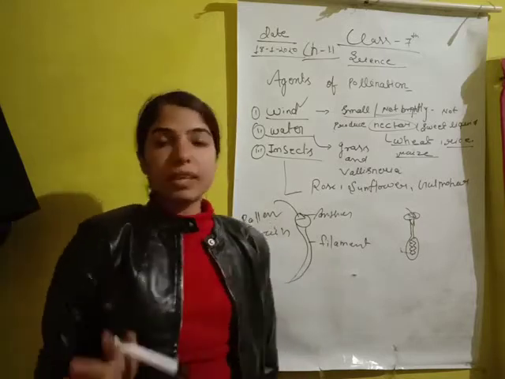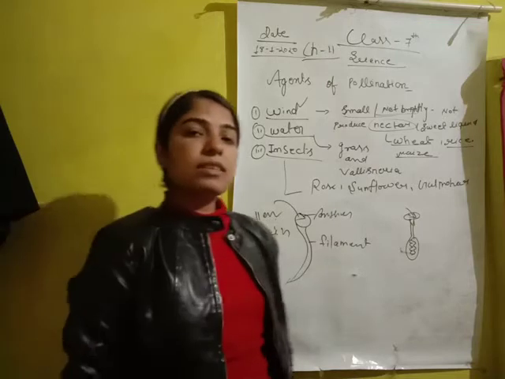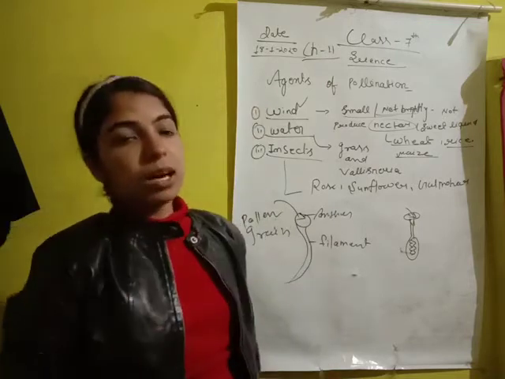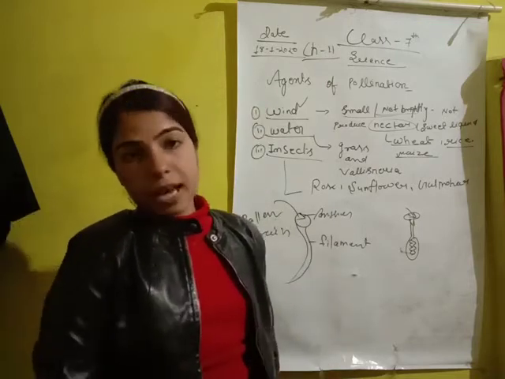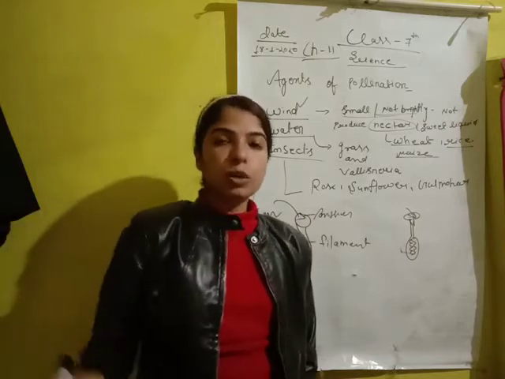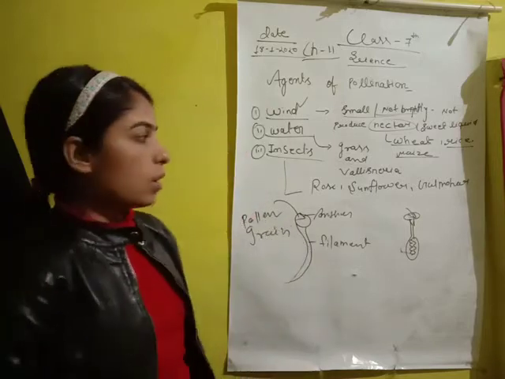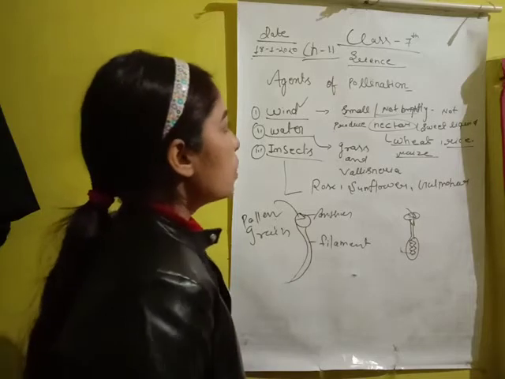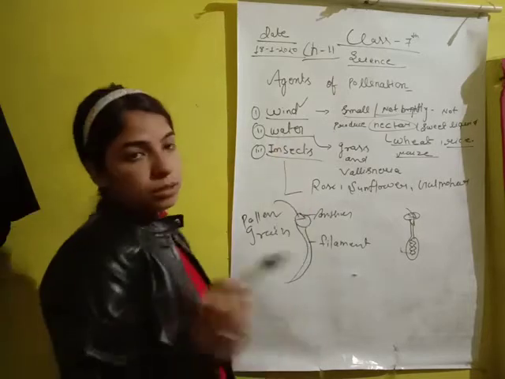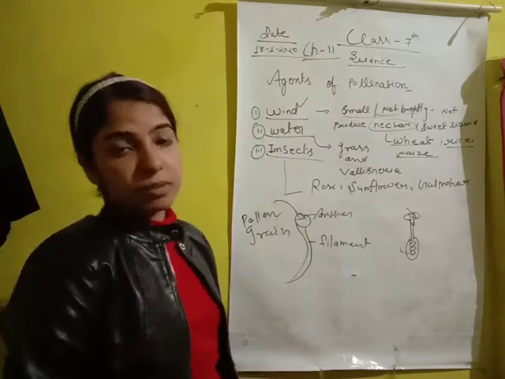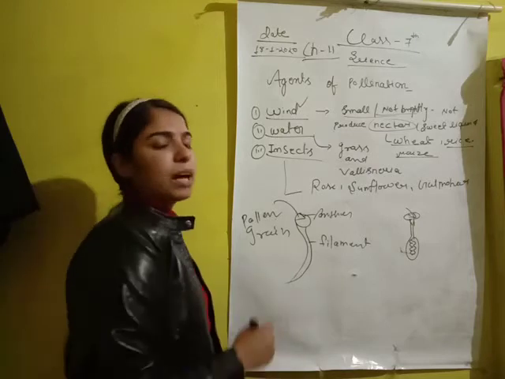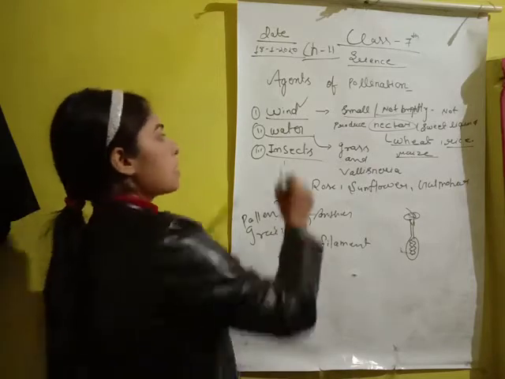In a simple way we can say that pollination is the process by which the pollen grain, which is a part of an anther, is transferred from the anther to the stigma of the female part of a flower. There are three modes of pollination by which the pollen grain is transferred from anther to stigma. The first is the wind.